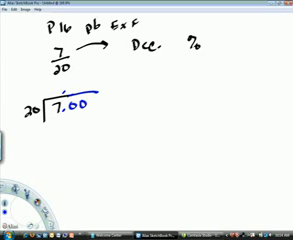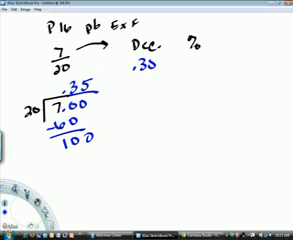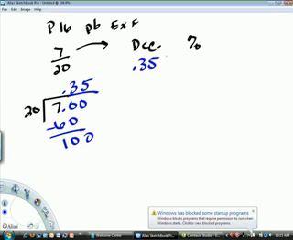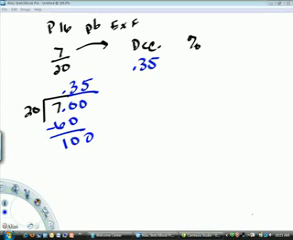So how many times does 20 divide into 7? It doesn't, right? It divides into 70 3 times. So, that means we subtract. And then, how many times does 20 divide into 100? So the decimal number is 0.35. How do you change that to a percent? You just move it. With a decimal number, you move the decimal 2 places to the right, and you have a percent number. So it's 35%.